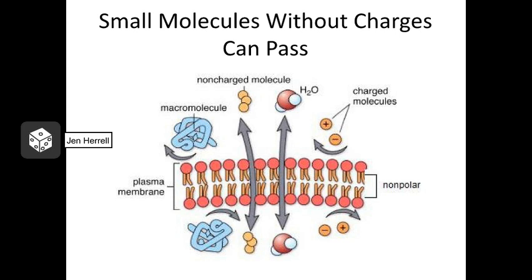In general, small molecules and molecules that do not have charges can pass through the membrane by themselves. Here, for instance, we have a little nonpolar molecule. Because the center of this membrane with all those tails is nonpolar, and nonpolars like to mix, this little molecule should be able to cross that membrane by itself. It's also pretty small, so that helps it squeeze between the phospholipids and get across that membrane.